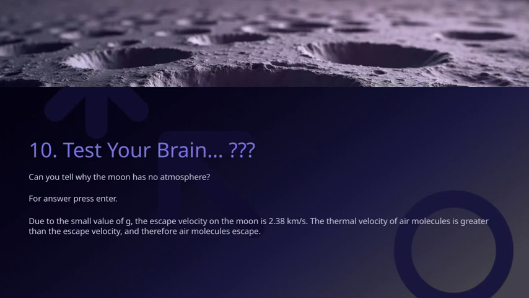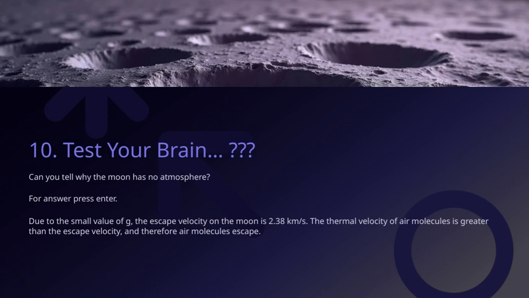As you can see here, because the value of g, or gravitational acceleration, on the Moon is quite small, the escape velocity is only about 2.38 kilometers per second. This is a key point because it directly affects whether molecules can stay bound to the Moon or escape into space. Now, the thermal velocity of air molecules, that's the speed at which these molecules move due to their temperature, is actually greater than this escape velocity.